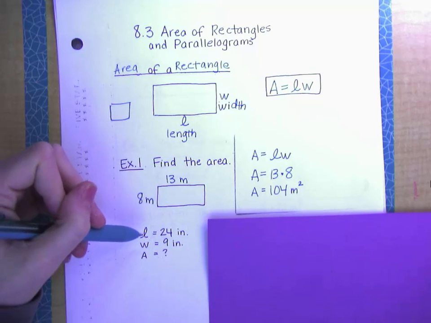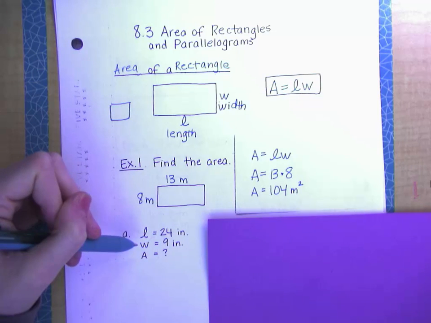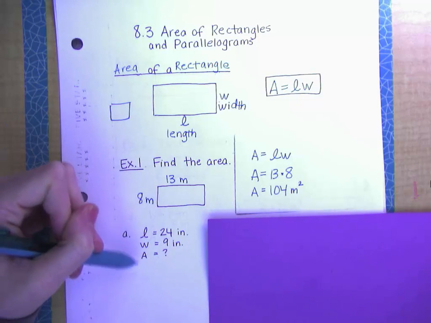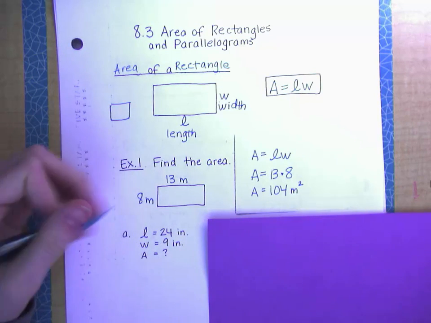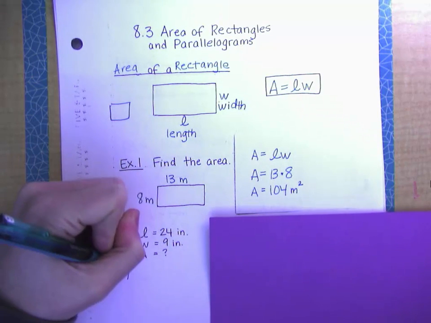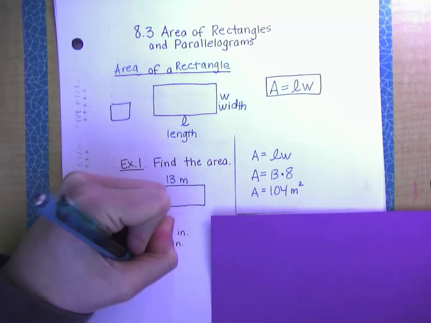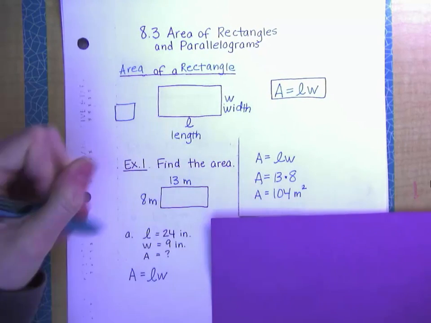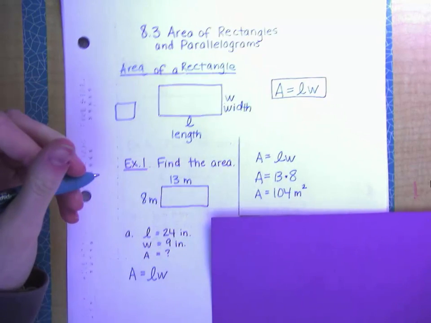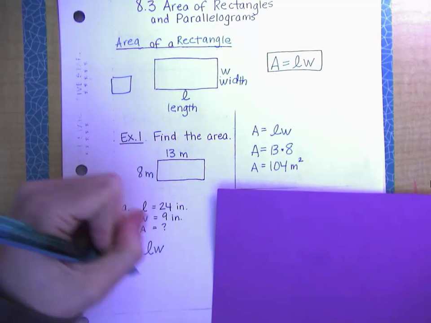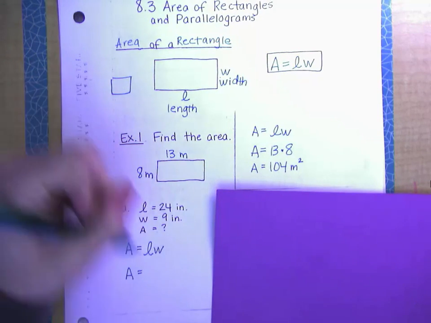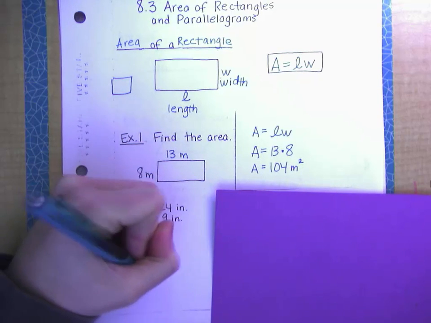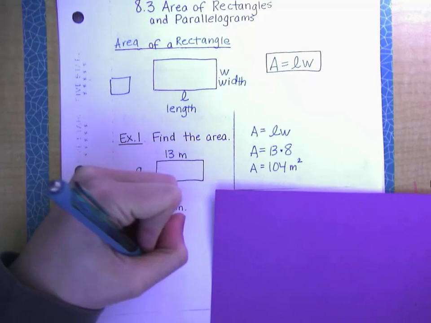So this example tells you the length is 24 inches and the width is 9 inches. And if the area, the A, has a question mark behind it, then that must mean that's what they want us to find. So I'm going to go ahead and write the equation to find the area, and then I'm going to plug in what I know. I know the length is 24 inches, and I know the width is 9 inches.